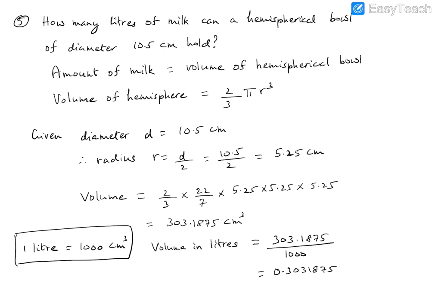Or we can simply write it as 0.303, approximating by ignoring the digits further to the right of the decimal point. We can keep just the first 3 or 4 digits, or we can leave it as it is, no problem. That will give us the volume in liters. So the volume of milk that can be contained in the hemispherical bowl of these given dimensions is 0.3031875 liters.